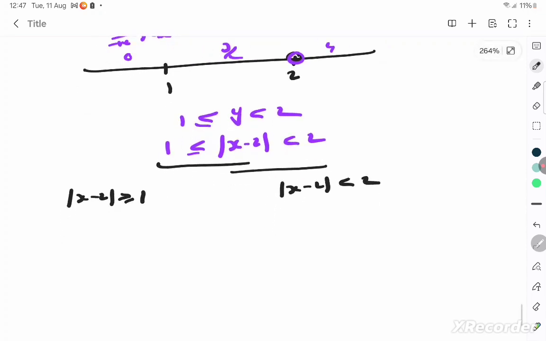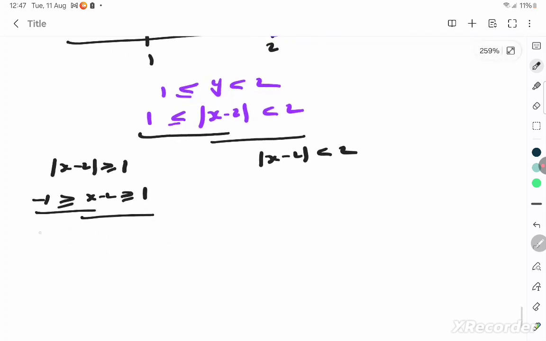You know when it's greater than or equal to 1, it can also be lesser than or equal to minus 1. So x minus 2 is greater than or equal to 1 or lesser than or equal to minus 1. Taking this inequality, you write x minus 2 is lesser than or equal to minus 1, so x is lesser than or equal to plus 1. And x minus 2 is greater than or equal to 1.